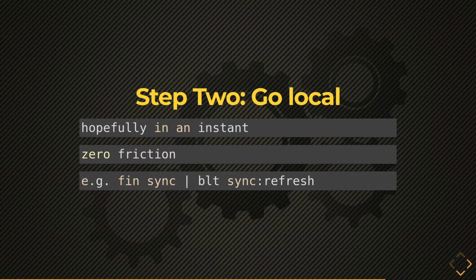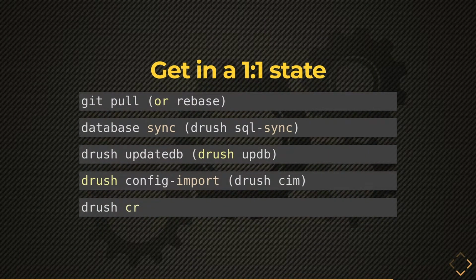Okay, and we've talked about this before, but in an instant, you want to be able to spin up a local copy with zero friction. These are the commands that we use, depending on whether we're using Doxel or Drupal VM and Acquia BLT. Again, an instant path to a one-to-one state.